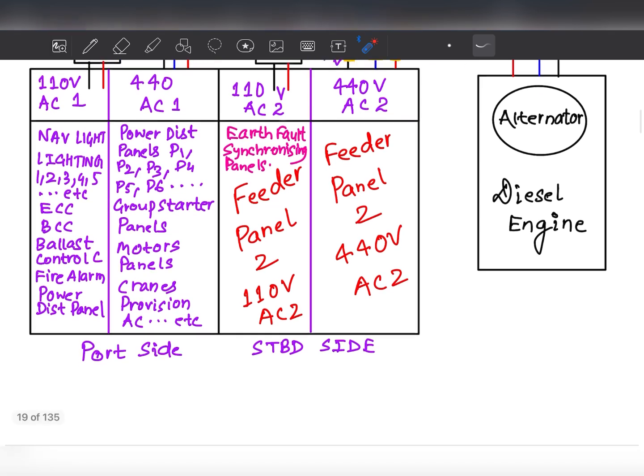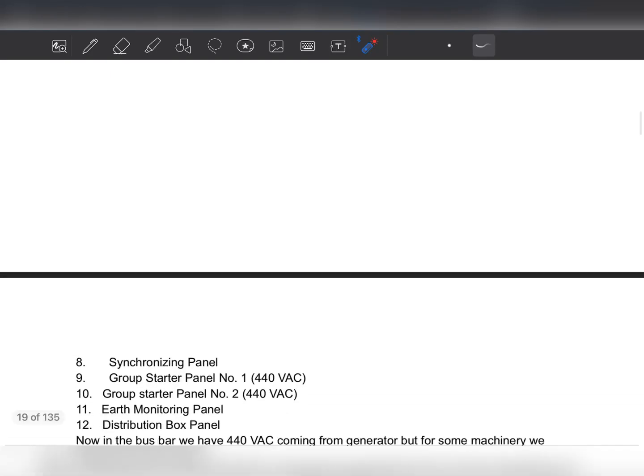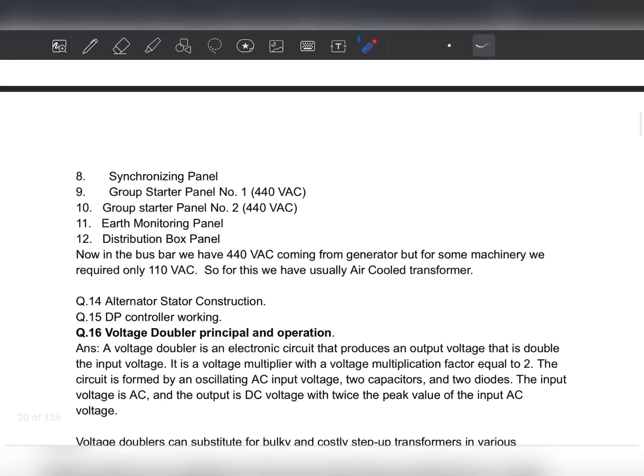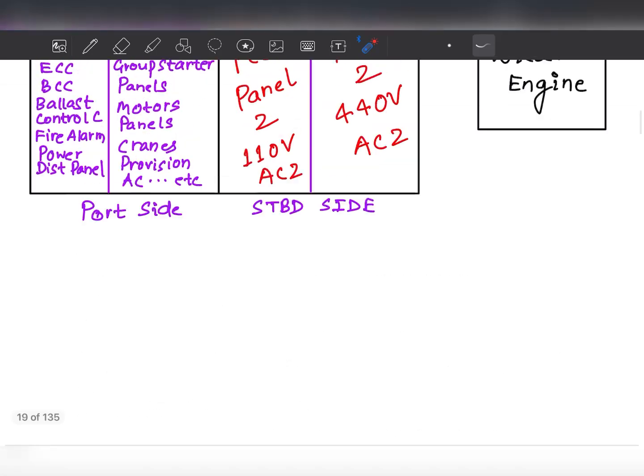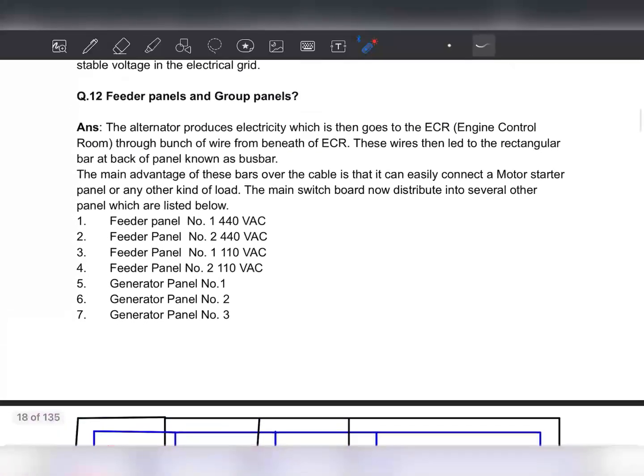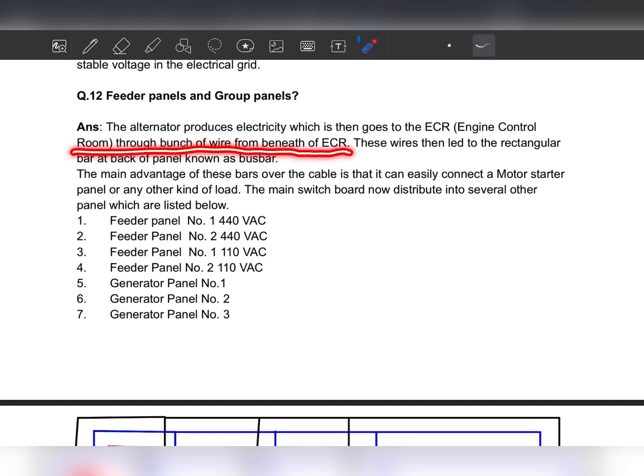Let's go to another question. If you have any doubt you can ask. Okay, no problem. Here I will explain a little bit. You see the alternator produces electricity, which then goes to the engine control console, to a bunch of wires beneath the ECR, and these wires then lead to a rectangular bus bar at the back of the panel, known as the bus bar. The main advantage of this bus bar over the cable is that it can easily connect a motor starter panel and other kinds of load.